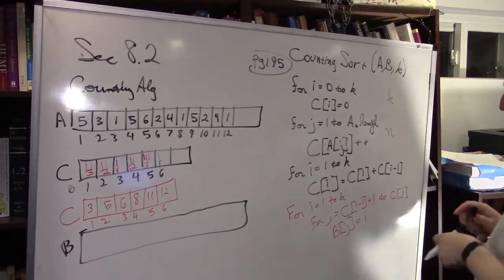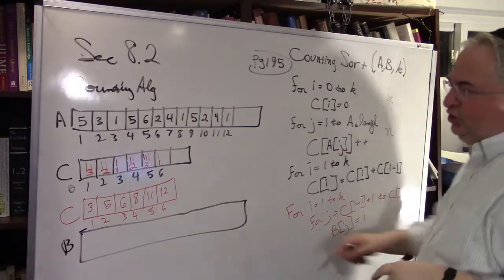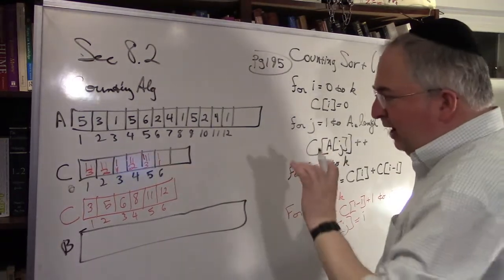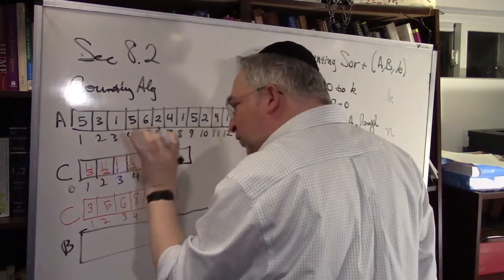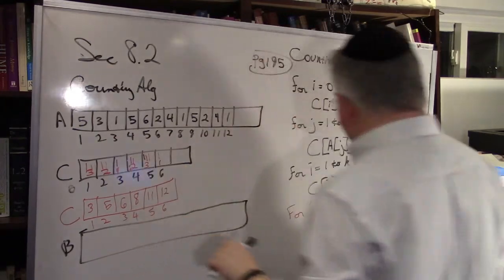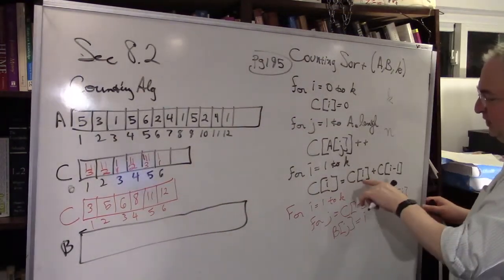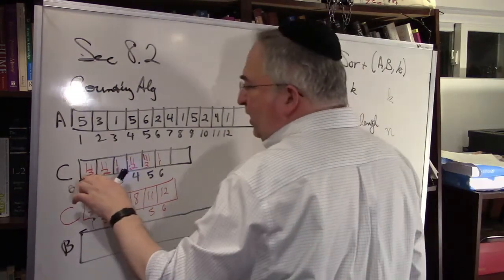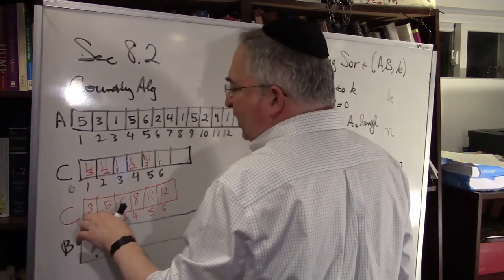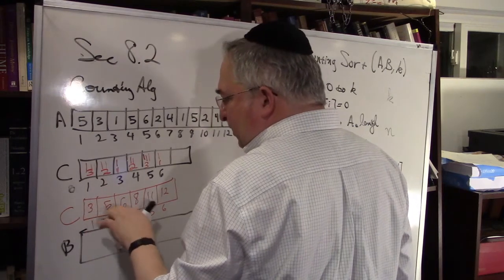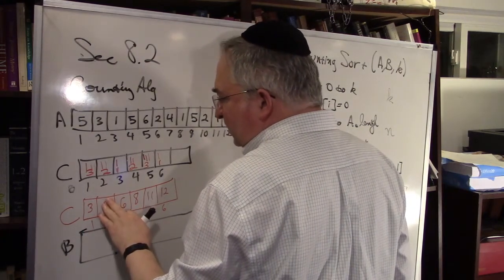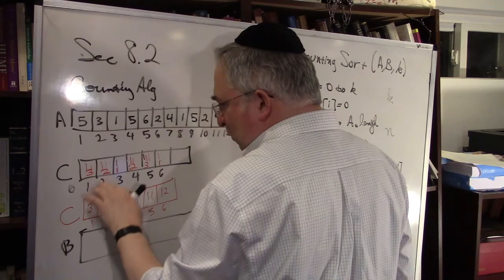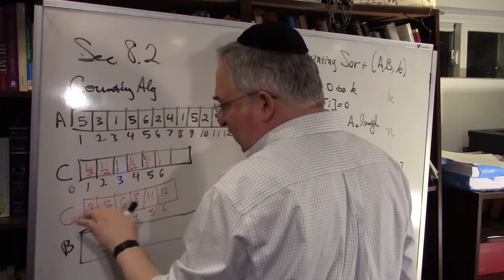And now this change, I changed it. I'm not looking just at how many elements, I want to know where the last place is. So look what I do. C of I is equal to C of I plus C of I minus 1. So watch, we start at 0, you get a 3. Then this guy is going to look at 2 plus the previous guy. 2 plus 3 is 5.